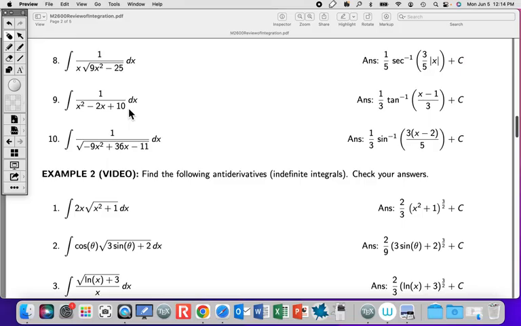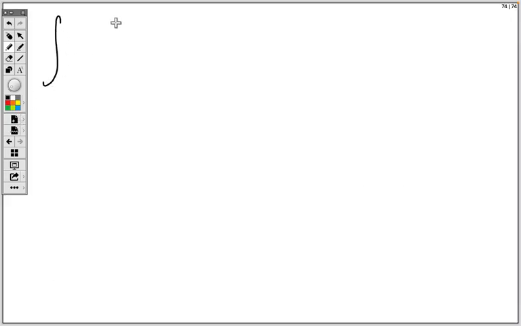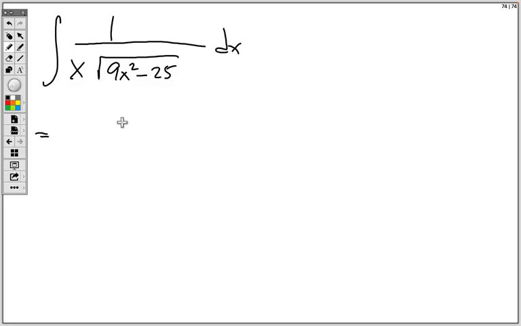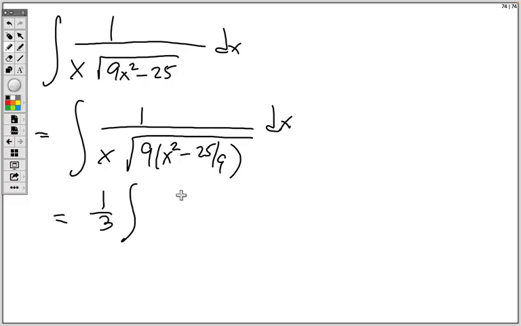All right, number 8, in the same vein, I mentioned inverse secant. We've got a variable squared minus a constant squared with the x out front. So this works out to be an inverse secant. We can proceed the same way we did with the inverse sine formula. Can factor out that 9. Product rule of radicals, the 9 comes out as a 3, which I can factor all the way out front since it's a constant.